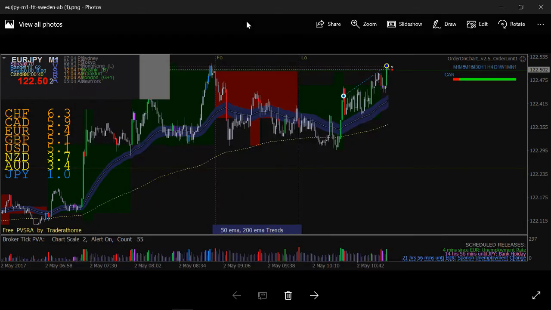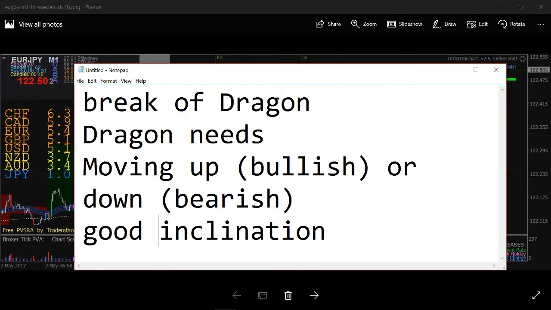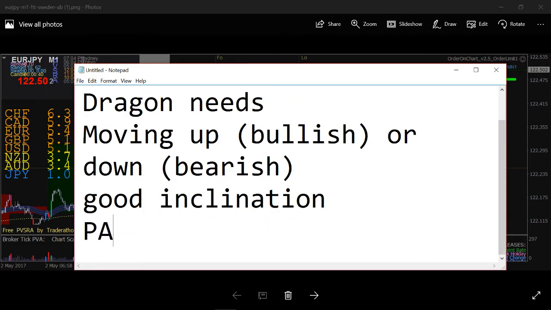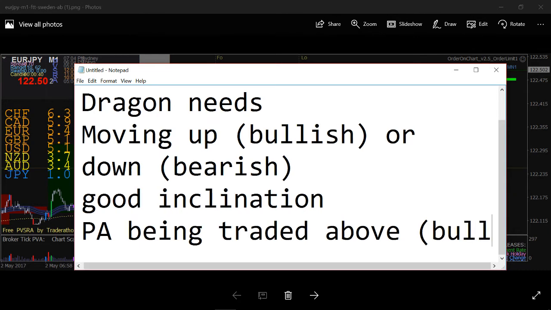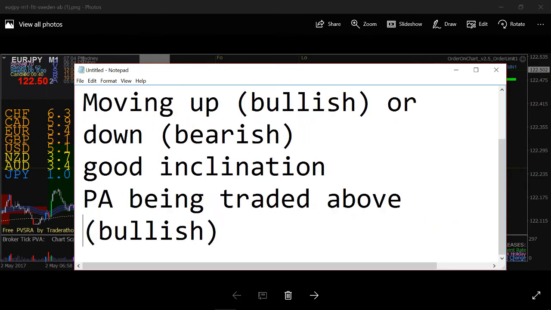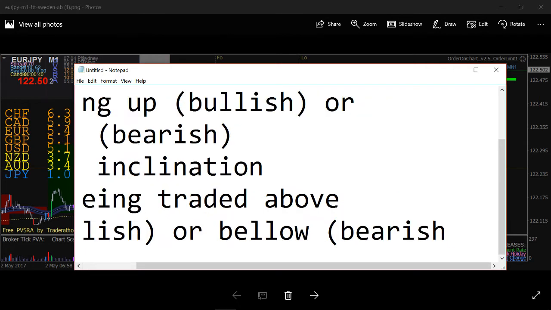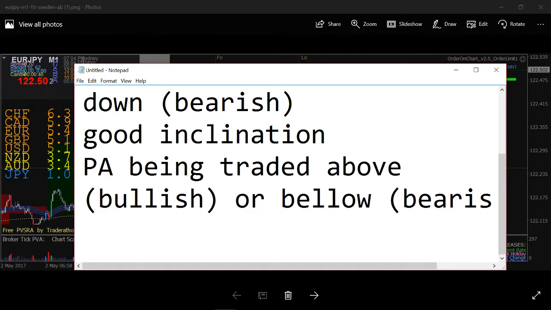Another thing that you have to look at is the 200 EMA. Can you see here, this dotted yellow line is the 200 EMA. What you want to see here is PA, the price, being traded above the 200 EMA for a bullish trade, or below the 200 EMA for a bearish trade.